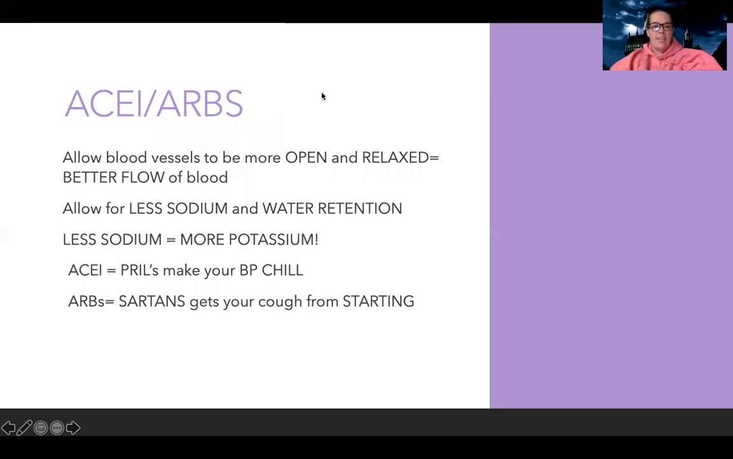There's also ACEs and ARBs. ACE inhibitors are angiotensin converting enzyme inhibitors, and ARBs are angiotensin receptor blockers. These help in two ways. They allow blood vessels to be more open and relaxed, which again allows for better blood flow. But they also help to reverse that RAS system, the renin angiotensin aldosterone system.